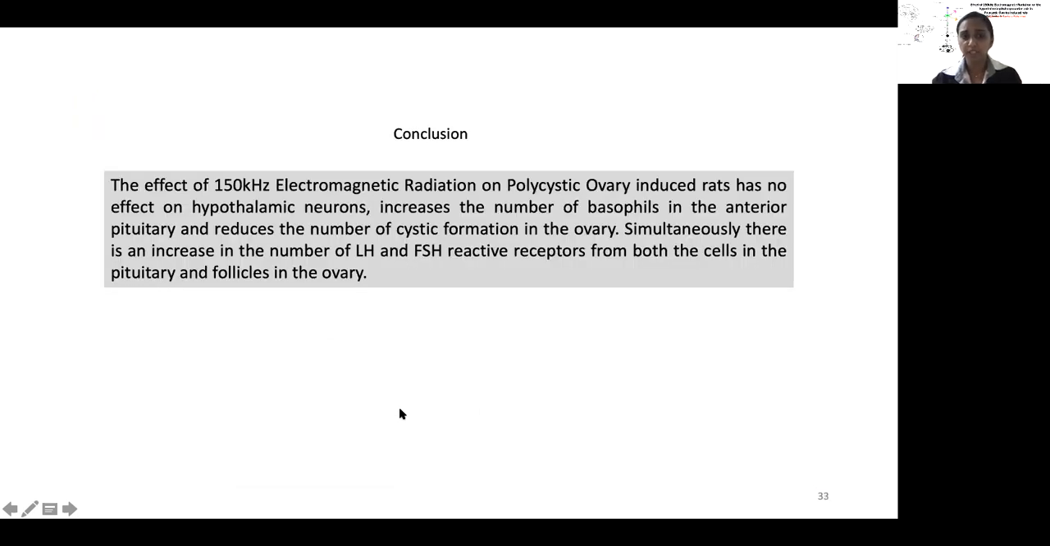In conclusion, we could say that the effect of this particular radiation on rats induced with polycystic ovary has no effect at all on hypothalamic neurons, increases the number of basophils in the anterior pituitary, and reduces the number of cystic follicle formation in the ovary. Simultaneously, we could say that there's an increase in the number of LH and FSH reactive receptors from both the cells in the pituitary and follicles in the ovary.